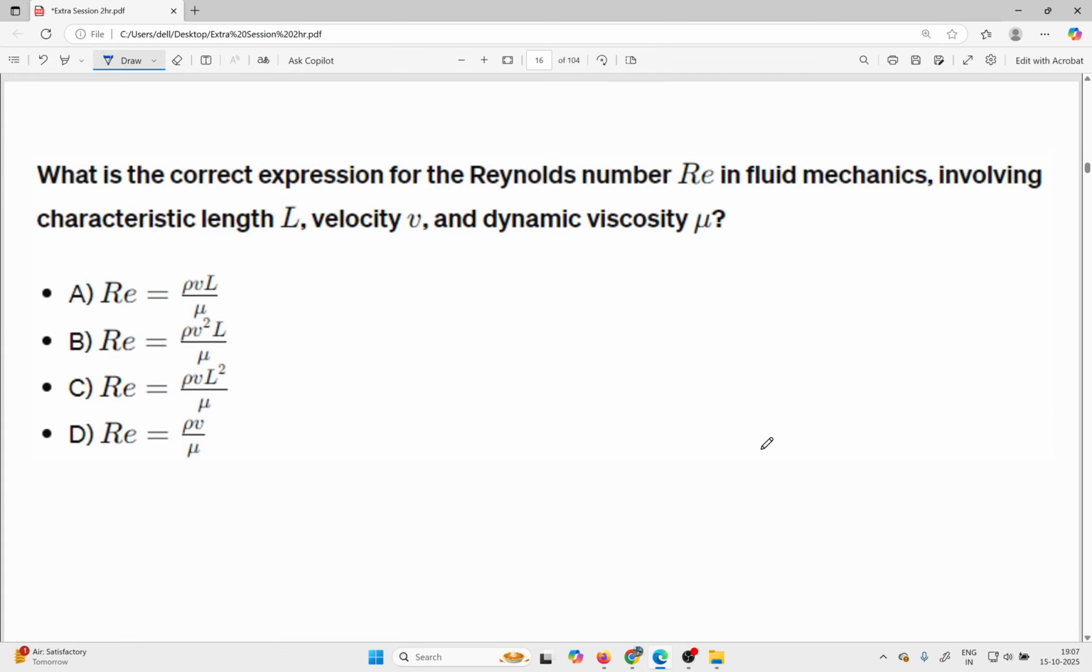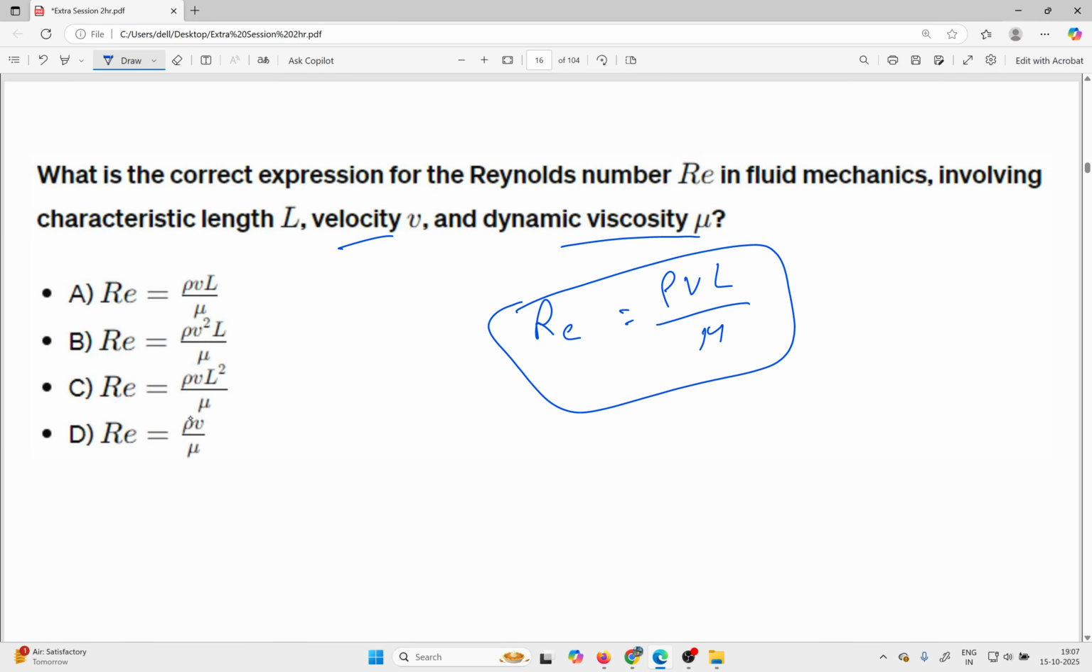Okay, the next question. What is the correct expression for the Reynolds number Re in fluid mechanics involving characteristic length, velocity, and the dynamic viscosity? Re is rho V L by mu. So this is the simple one. Rho V L by mu. Option A will be correct.